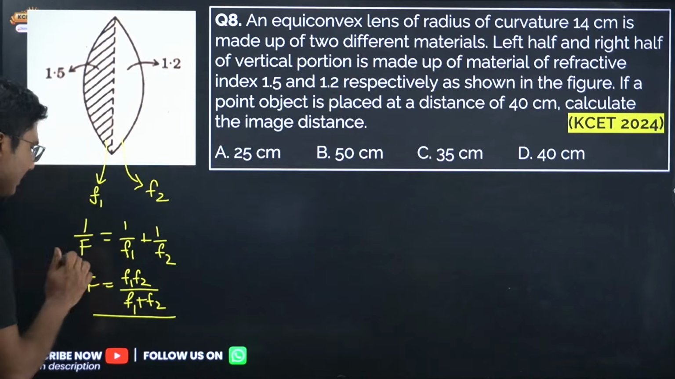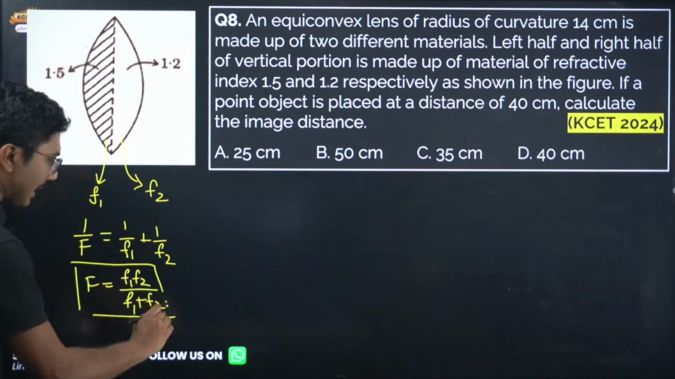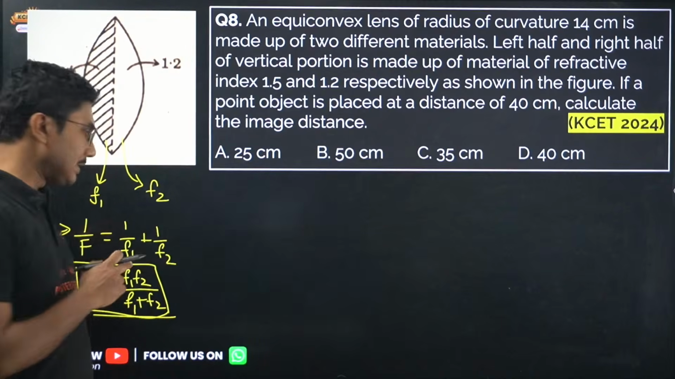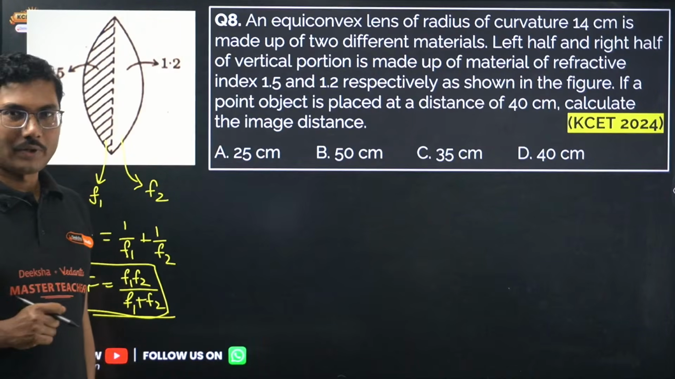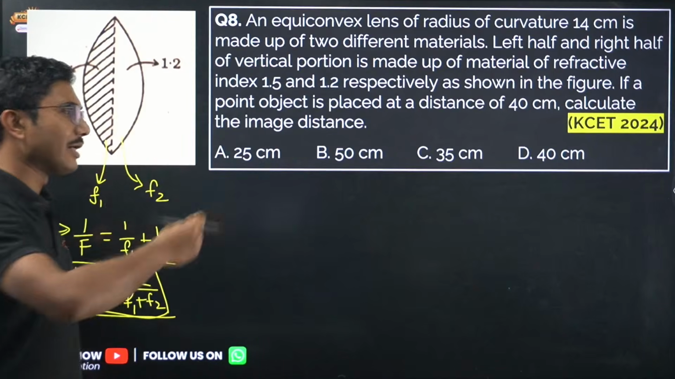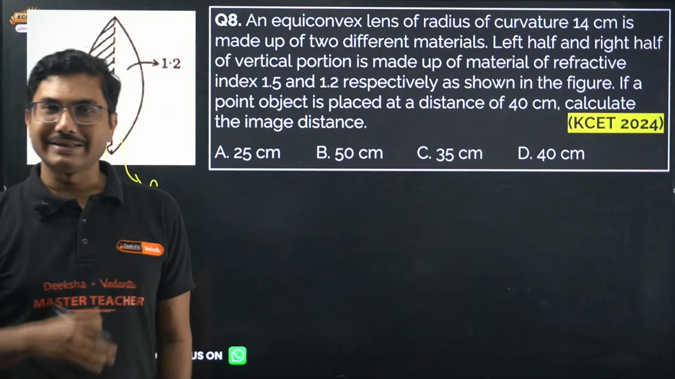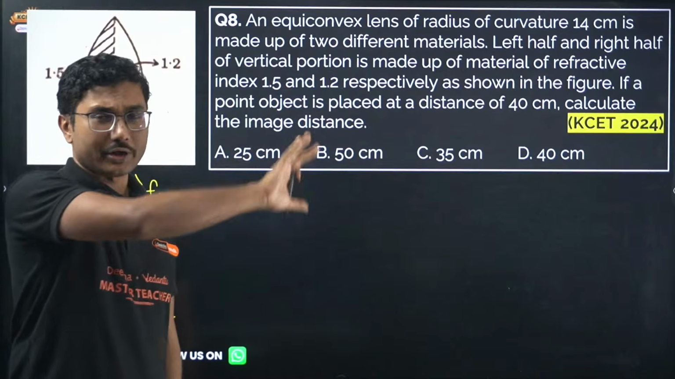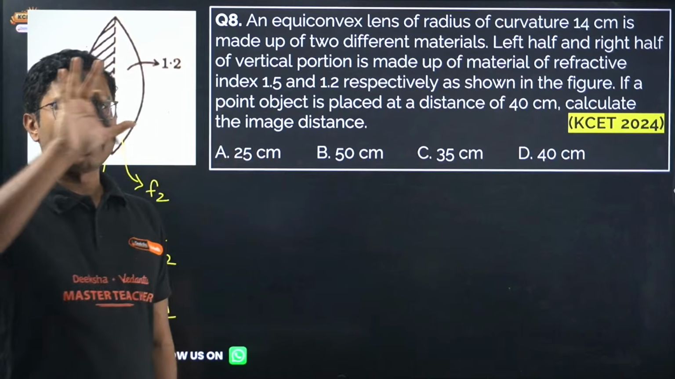Shortcut means if you use this formula directly instead of using that formula, this is a shortcut. In JEE there are multiple shortcuts. There are some questions where they ask about the null point, left side, right side, etc. Those have shortcut methods. In KCET there is no shortcut here. This has to be solved in the long form.